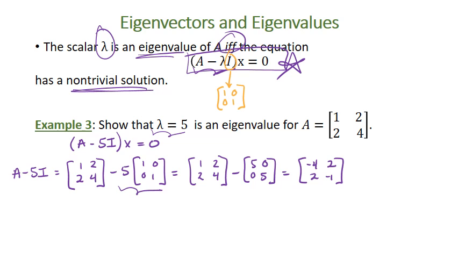Now, again, I want to make sure that this equation here has a non-trivial solution. If it does, then lambda equals 5 is an eigenvalue. Okay, so what I want to do is reduce this. This is row equivalent to this matrix. So just row reducing, right? Well, this row of zeros here tells us that the corresponding homogeneous system has a non-trivial solution.